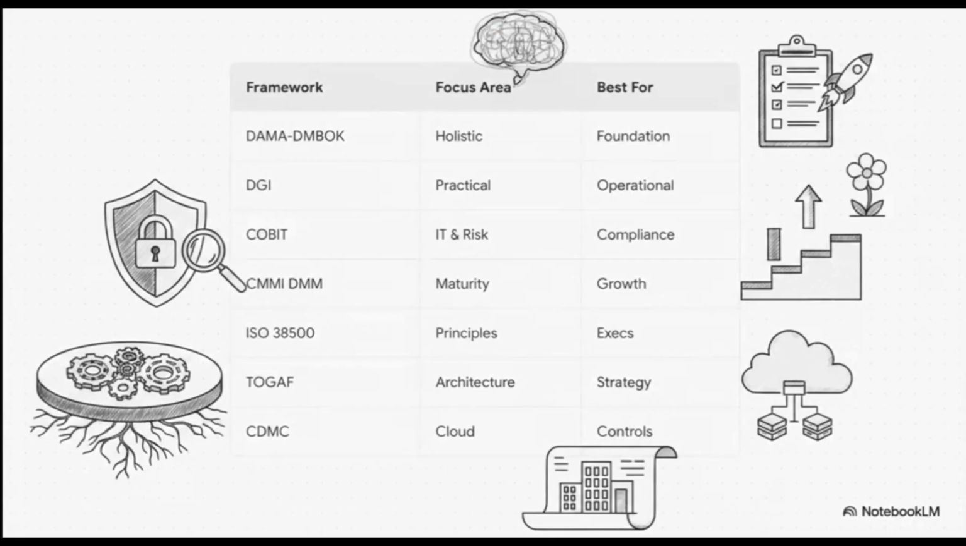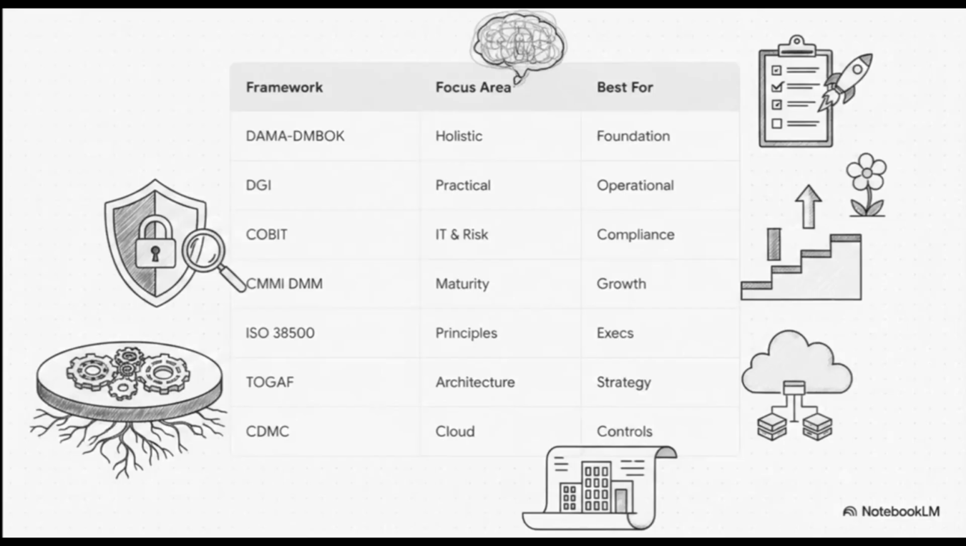Then there's the DGI framework. This one is super practical and mission-driven, perfect for settling those classic turf wars between operational teams over who actually owns a dataset. Next is COBIT. This is basically the auditor's best friend, giving you rigorous IT controls to definitively prove you are managing data safely. Then we have CMMI's DMM, which acts like a growth chart. It tells you exactly where your organization currently stands and maps out the capability growth you need to level up.